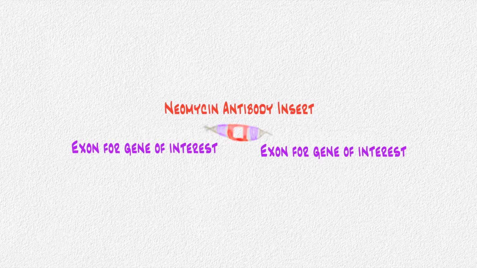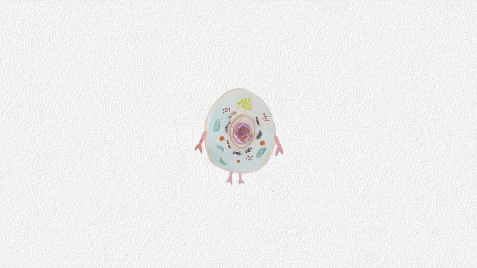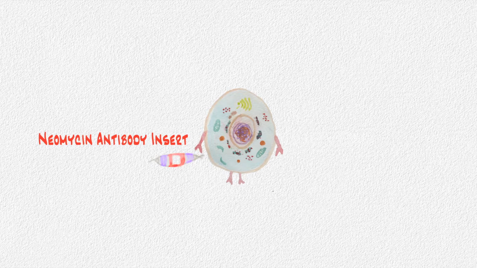This vector contains the beginning exon and the end exon for the gene, and the gene for the neomycin antibody in the middle. This neomycin antibody gene allows the cells to express neomycin antibodies. Thus, cells expressing the marked gene survive, even in the presence of neomycin, which usually destroys growing mouse cells.